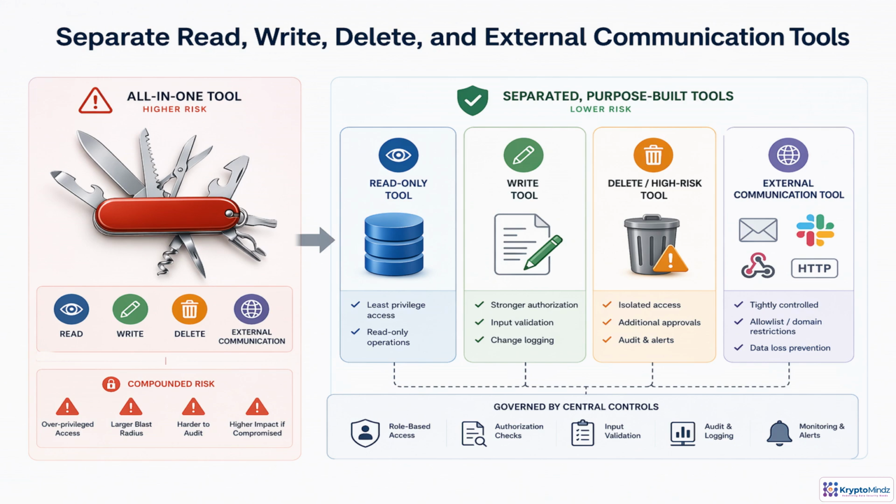An all-in-one tool is convenient, but it creates compounded risk. If the agent can read, edit, delete, and send data through the same permission path, one mistake can become a breach. Safer catalogs separate capabilities by consequence. Reading should be lowest privilege and read only. Writing needs stronger authorization, validation, and change logs. Deletion, payments, deployments, and other irreversible actions deserve isolated tools and extra approvals. External communication is equally sensitive because it can leak data through email, Slack, webhooks, or HTTP. Separation makes controls more precise and audits clearer.